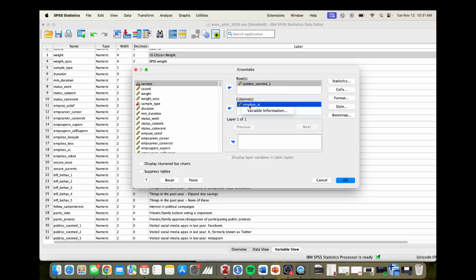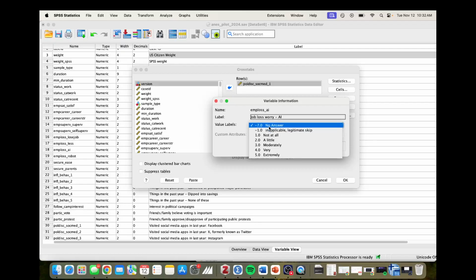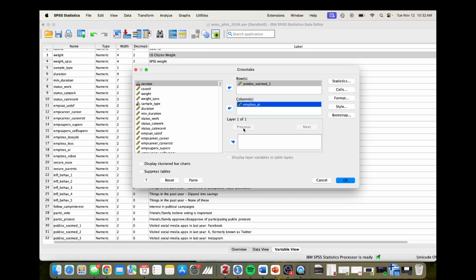And I have another one called emplos AI. This is, once again, a variable where I had to make sure the missing values were accounted for, which they previously were not by default. And then all the valid codes are responses that are how much an individual is worried about losing their job to AI in the future. With the lower codes corresponding with little worry, 1 being not at all, and the higher codes corresponding with greater worry, 5 being extremely. So we're going to see if there's a relationship between if somebody's used Facebook in the past year and if they are worried about losing their job to AI.